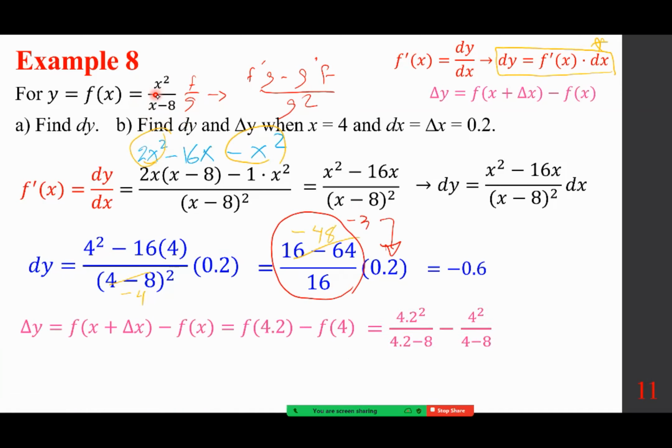You can use a calculator to do the math. So this is 4.2 squared over 4.2 minus 8 minus 4 squared over 4 minus 8. You do the math and you end up with negative 0.6421, pretty close to negative 0.6. And it would have been even closer if delta x or dx would be much smaller in a matter of comparison to the choice of x. So elementary algebra, plug in the value.